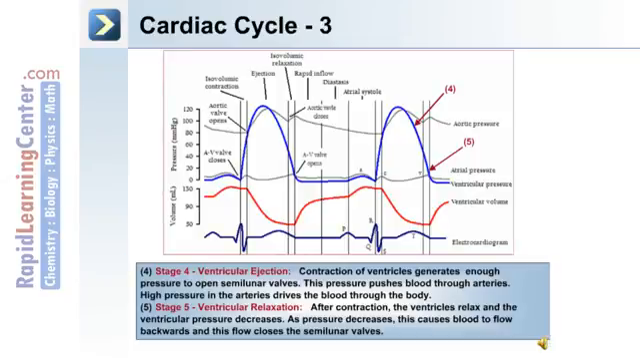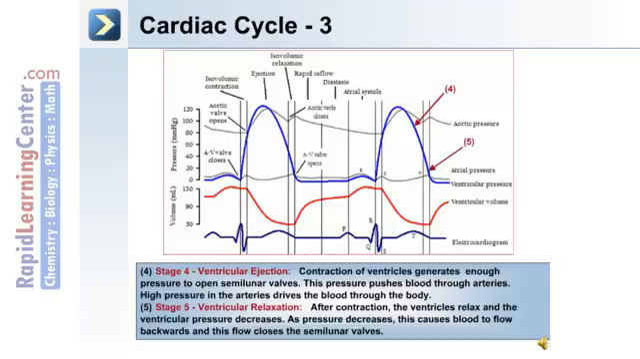Stage 4. Stage 4 is ventricular ejection. Contraction of the ventricles generates enough pressure to open the semilunar valves. This pressure pushes blood through the arteries. High pressure in the arteries drives the blood through the body.